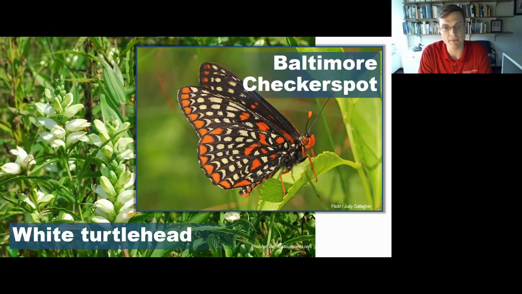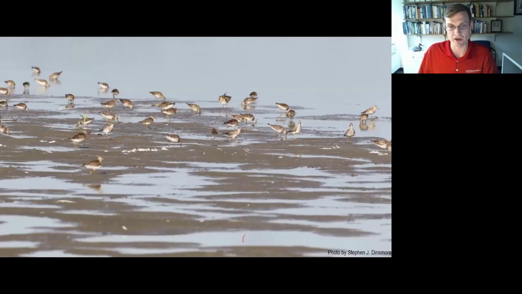And so that means fens, where white turtleheads grow, is the only place where we can find Baltimore checkerspots, this beautiful species of greatest conservation need butterfly found in those fen ecosystems. Lots of other types of organisms have evolved to take advantage of all the diversity of conditions in wetland environments.